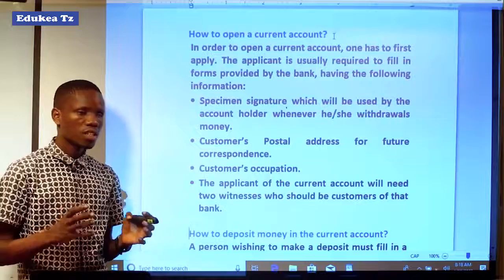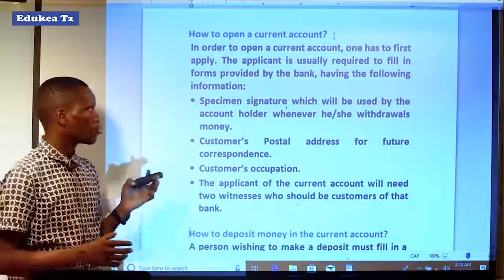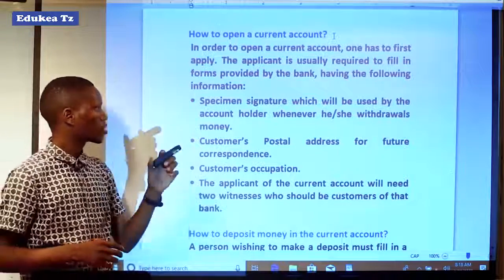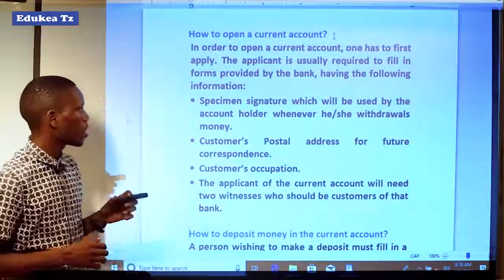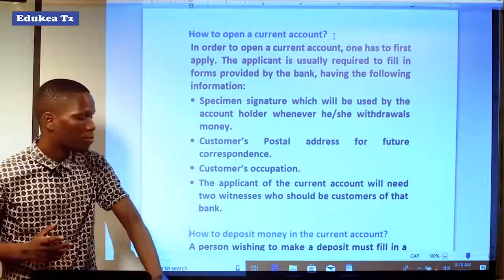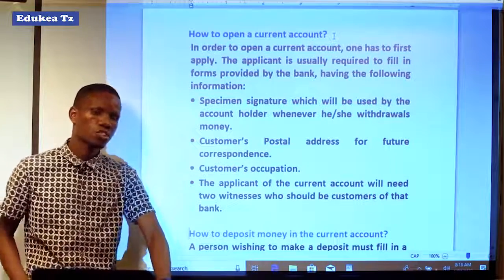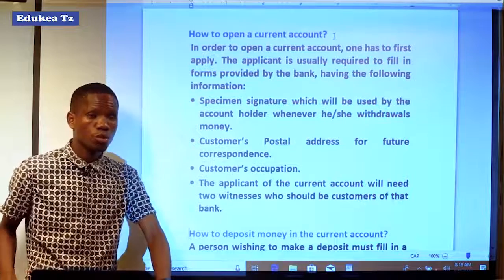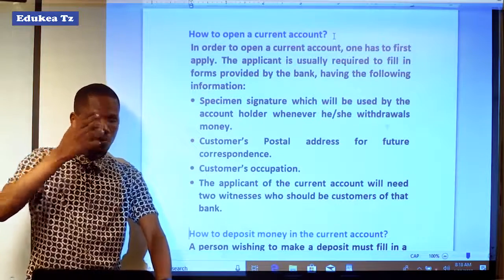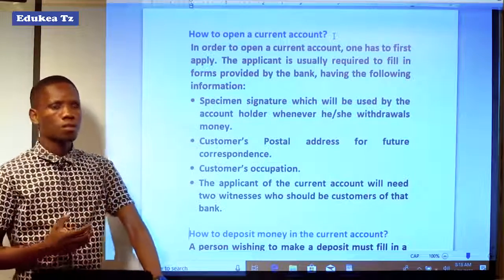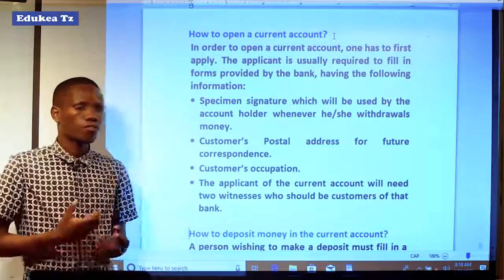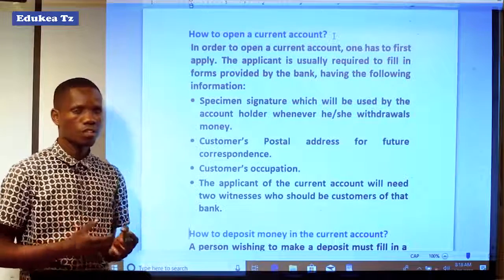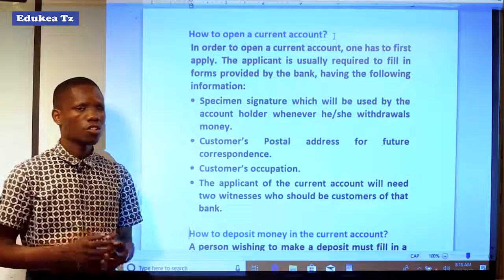So there is a need for a person to apply for opening the account in these banks. The applicant is usually required to fill in forms provided by the bank having the following information. Now the applicant must find the forms which are provided by these commercial banks. If the applicant needs to open an account in NMB bank, the applicant must find the forms which are provided by NMB bank. If the applicant needs to open an account in CRB bank, he or she must find the forms which are provided by CRB bank.